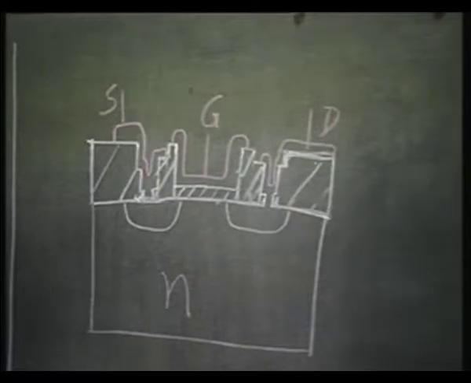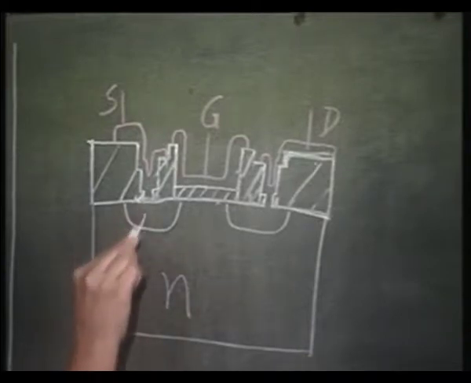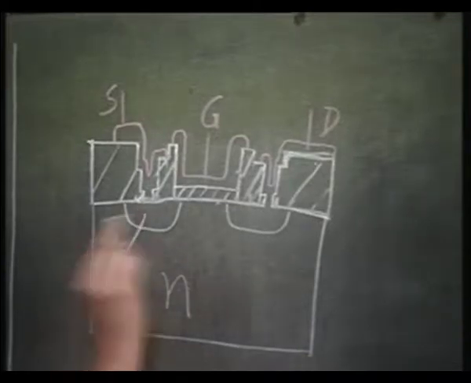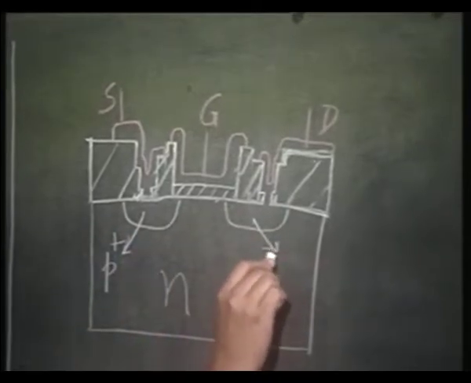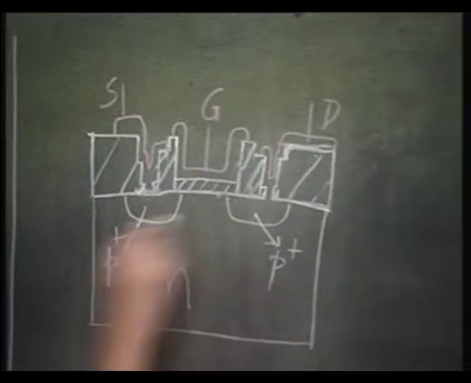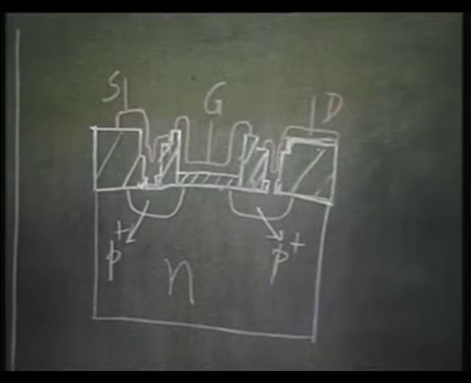So, this is your metal gate PMOS FET, started with an N type substrate. These are P plus regions for source and drain. This is the gate, aluminum metal was used.